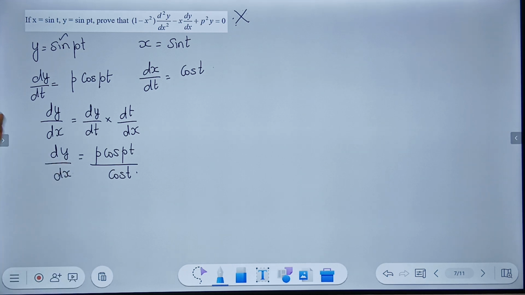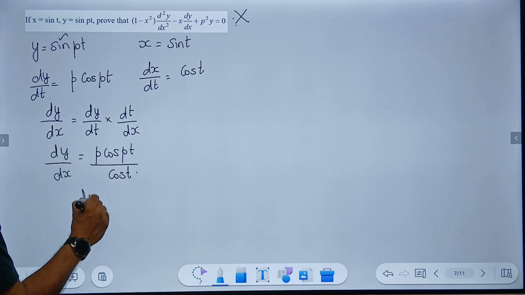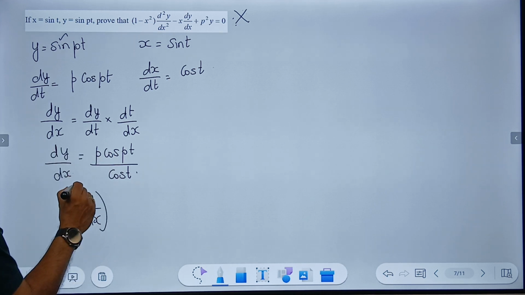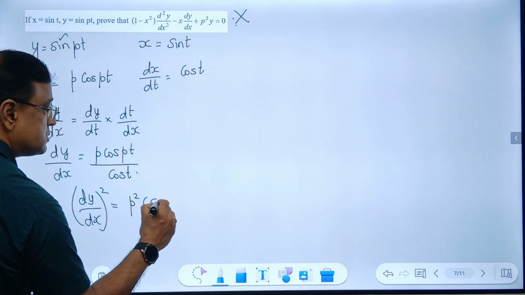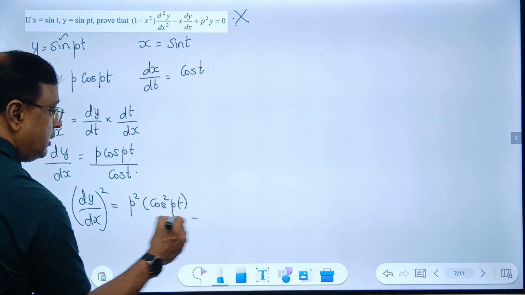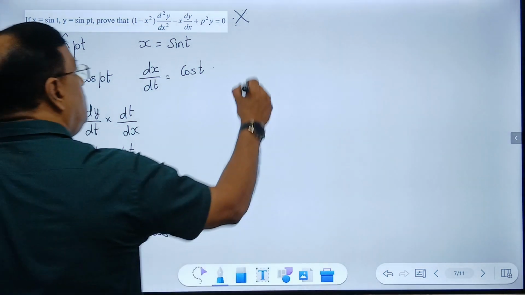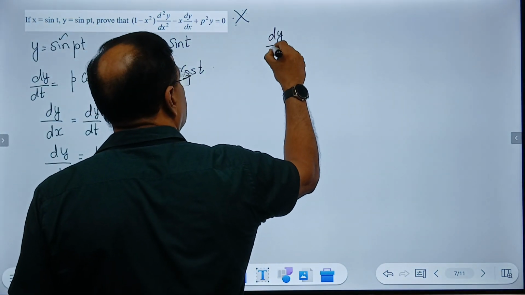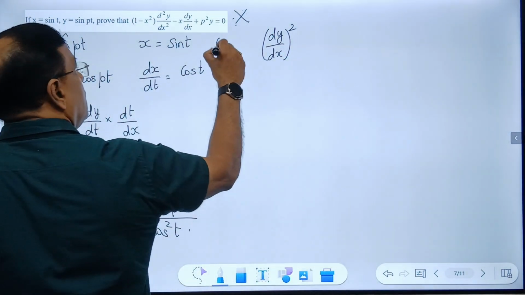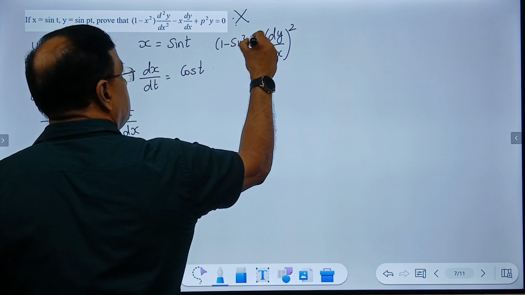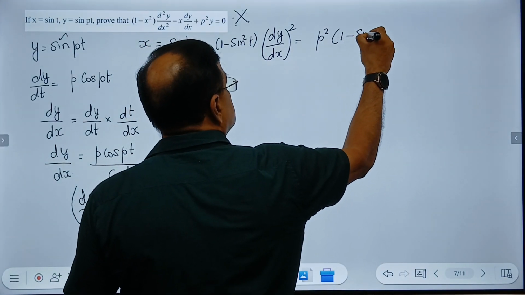Now I want to go to the second derivative. One thing is you can use the quotient rule, but there is an easier way to do it. What I will do is first square this. When I square this, I get p square into cos square pt divided by cos square t, by squaring both sides. Now this is dy by dx the whole square. Now what is cos square? Cos square is 1 minus sine square. I cross multiply also, and this is p square into 1 minus sine square pt.